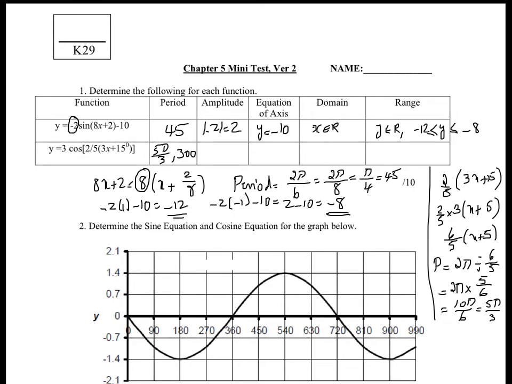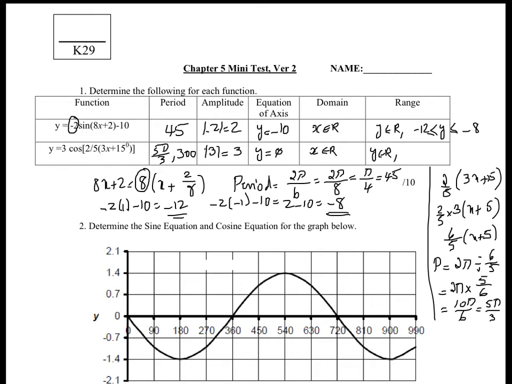The next one is the amplitude. The amplitude is the absolute value of the coefficient, which is 3. The equation of the axis is going to be y equals 0 because there is no vertical shift here. The next one is the domain. The domain is x in R.